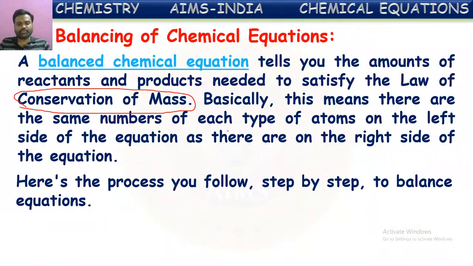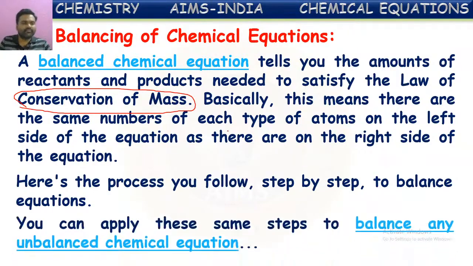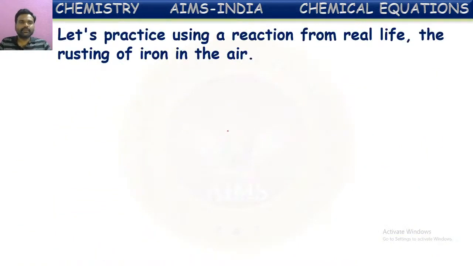Here is a process which we generally follow, step by step, to balance a chemical equation. These steps we follow for balancing all kinds of unbalanced chemical equations. Let us practice. Let us try to understand balancing of chemical equations by using a very well known chemical reaction in our daily life, that is rusting of iron in the air.